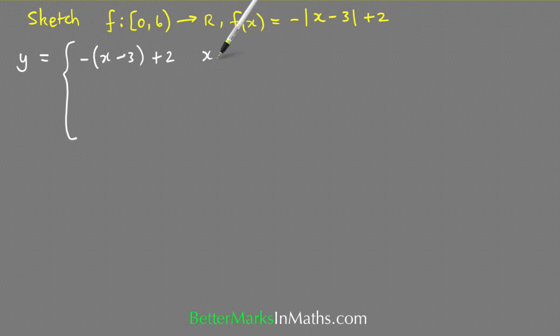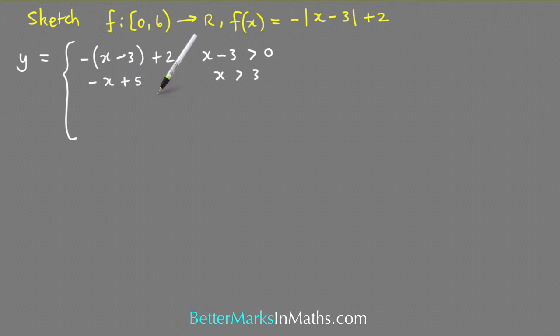I'll put the step in for you. So x minus 3 you want to be positive. So x is going to be greater than 3. And then tidying this up, you get minus x minus minus 3 plus 3 plus 2 is plus 5.